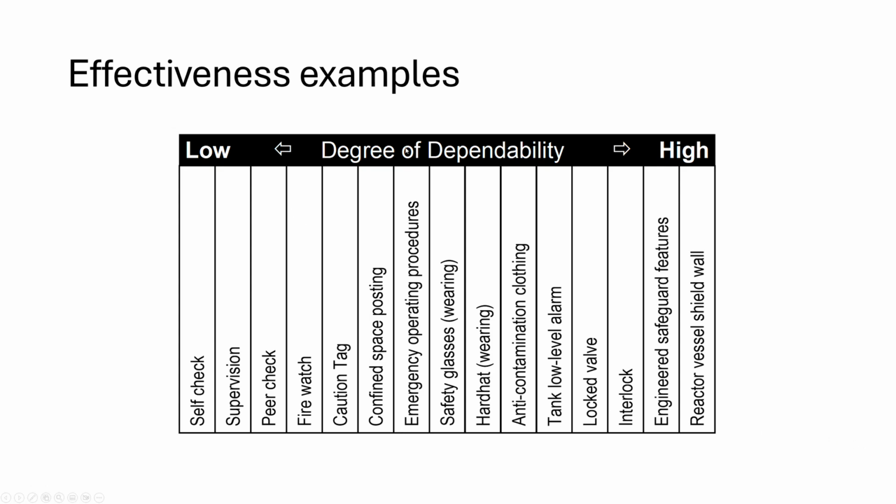And here's some other ones that kind of show degree of dependability, so like degree of effectiveness, right? And where do we go, right? High, we have a reactor vessel shield wall, right? This is a super engineered, validated material that is designed from a law of physics type way to do its job. And then all the way down, right, we have self check, supervision, peer checks, right? Things that are going to be less dependable, less reliable, and less consistent.